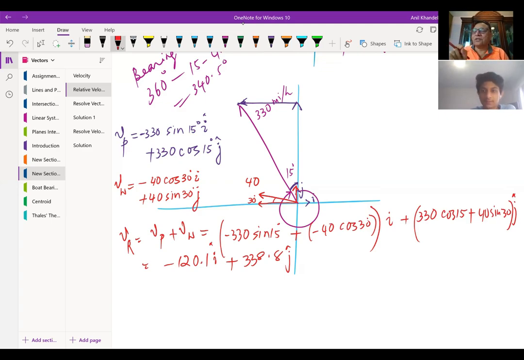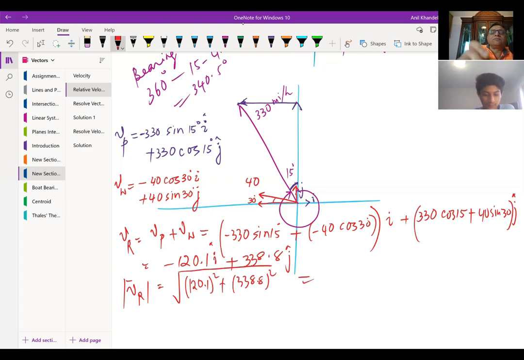So individually, each vector can be resolved along the x and y direction. Is that clear to you? Yes. And what is the magnitude of this? We take a square plus b square, square root. So just do 120.1 square plus the j component squared. What do you get? Sir, I get basically the same thing we got before, 360.